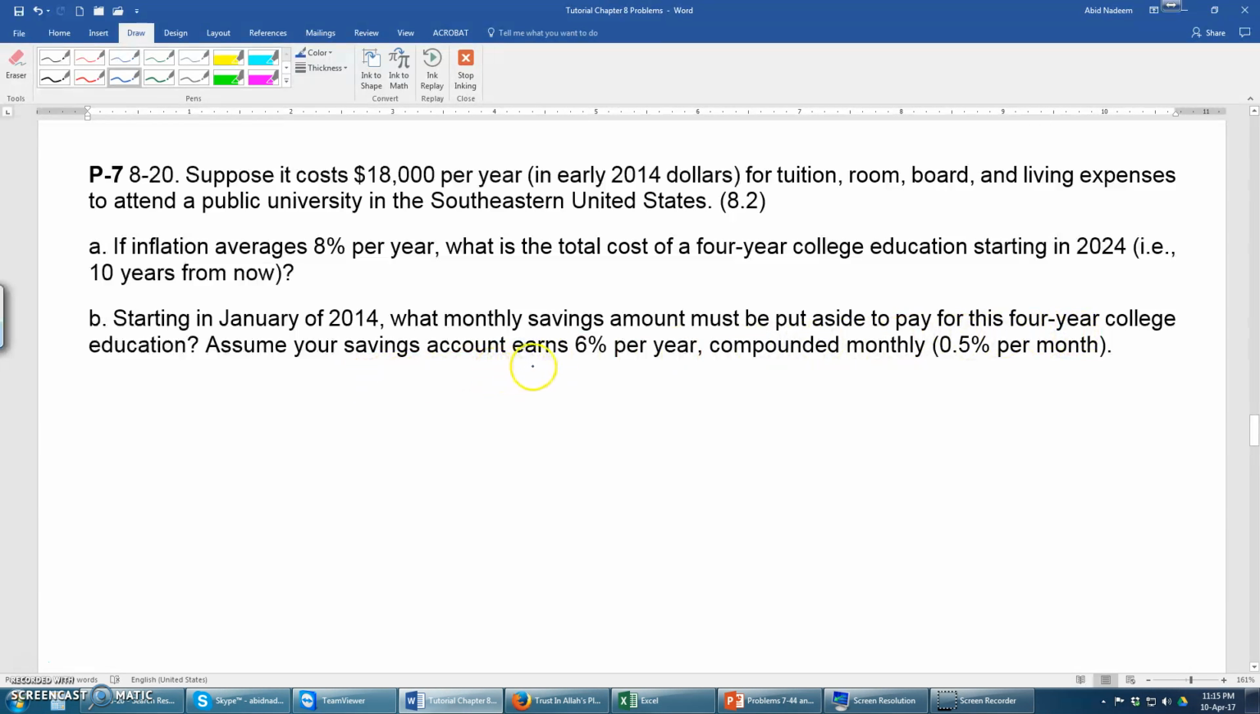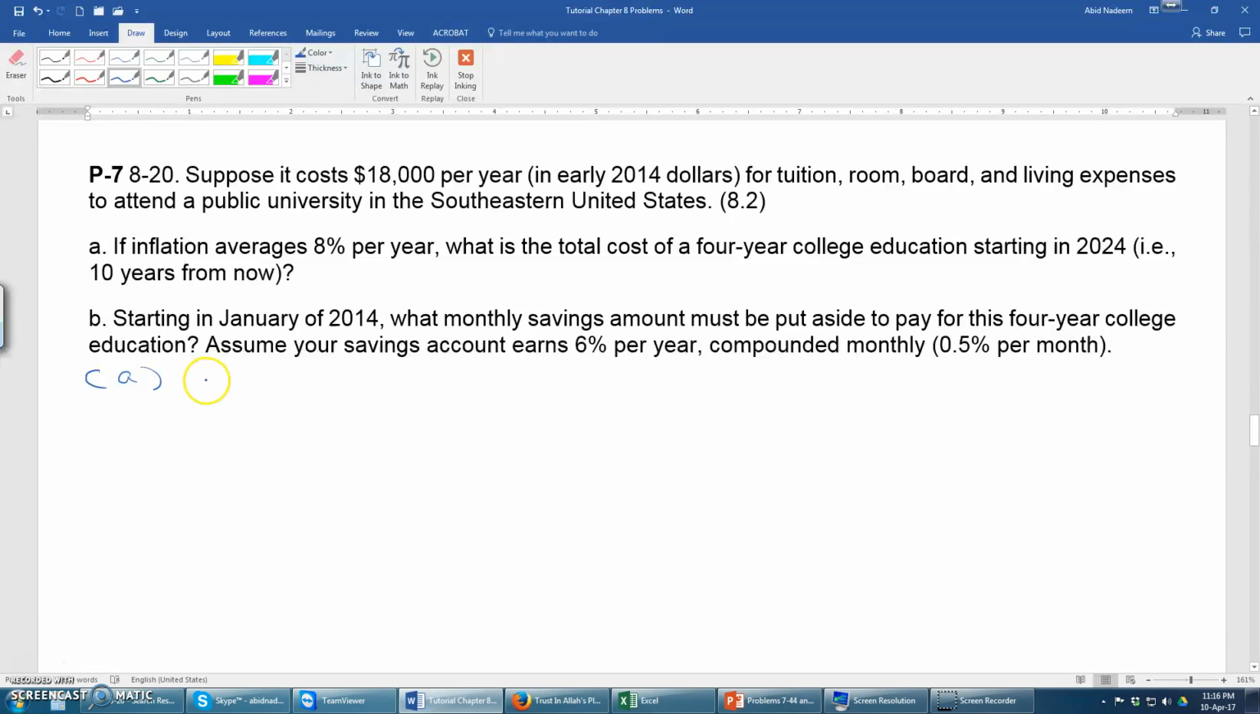Assume your savings account earns 6% per year compounded monthly. So it means that will be 0.5% per month. So first part of this problem: what you need to find is the amount needed in 2024, and all the amounts are at the beginning of the years, because we are starting in the beginning of 2014. So we will accumulate the amount for 10 years until it will be the beginning of 2024.